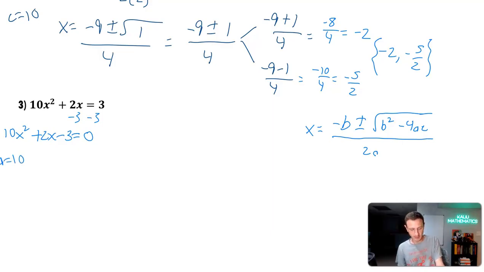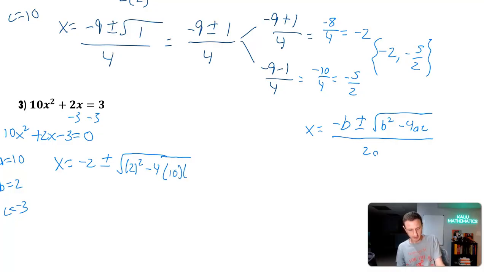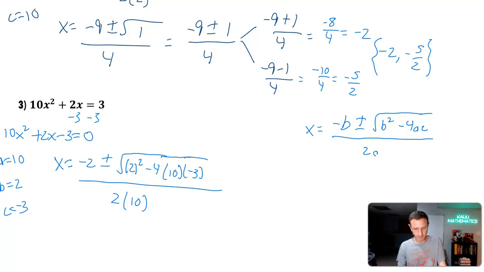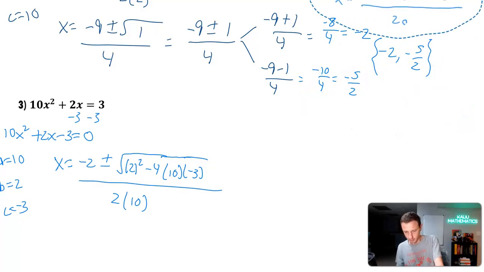So a equal to 10, b equals 2, c equals negative 3. So x is going to equal negative b, so negative 2, plus and minus the square root of b squared, so 2 squared, minus 4 times my a term, which is 10, times my c term, which is negative 3, all over 2 times 10. I'm going to move this out of the way because I know I'm going to run out of room here since I'm running at the bottom of my document here.